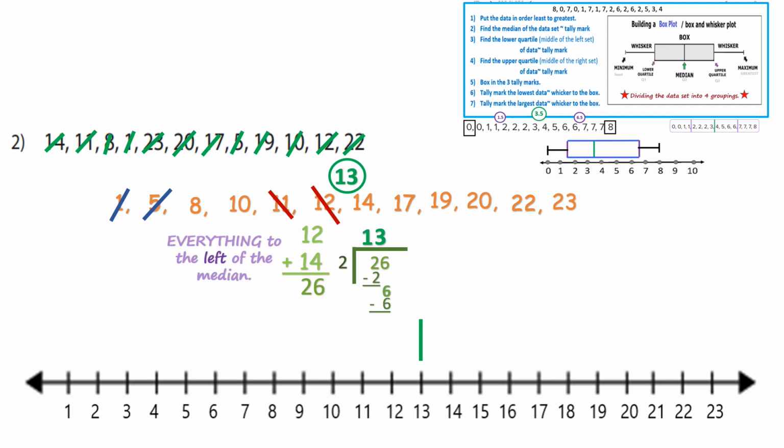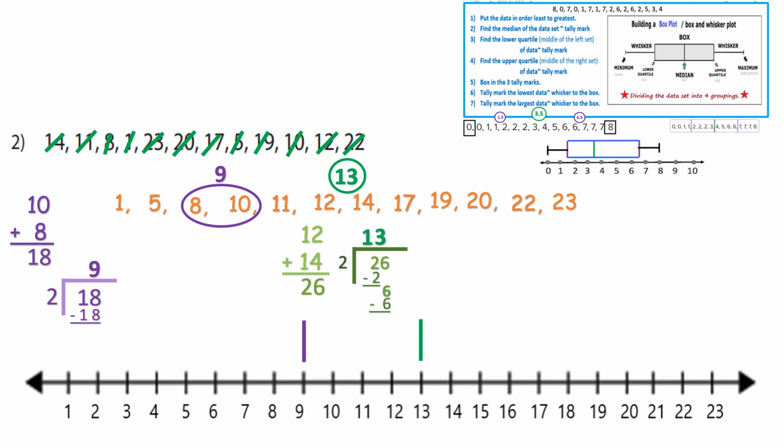So I go from the 1 and the 12 to the 5 and the 11, and I'm left with 8 and 10. Hopefully you know that's 9, but if you don't, it's okay, because either way, we're going to prove it. We're going to add our 10 and our 8, we get 18. And when I divide 18 by 2, it does indeed tell me that it's 9. So we found that our lower quartile is 9. So I go down to my number line, and I make my tally mark above where the 9 is.